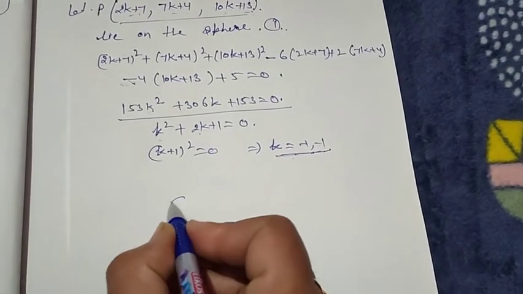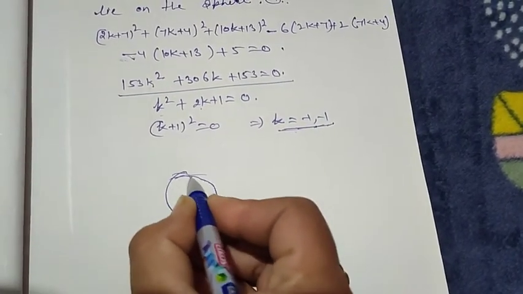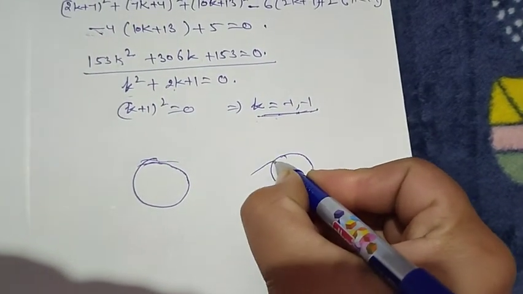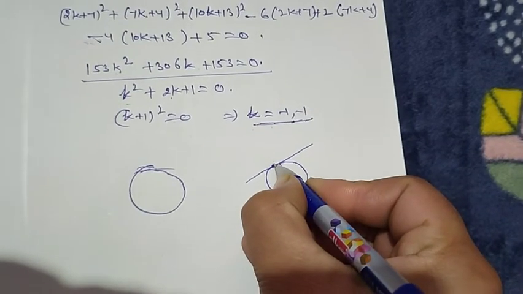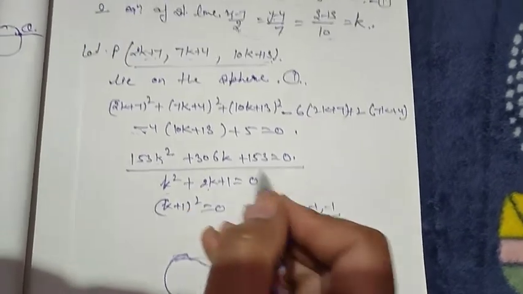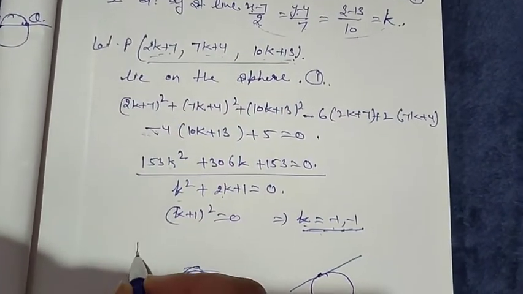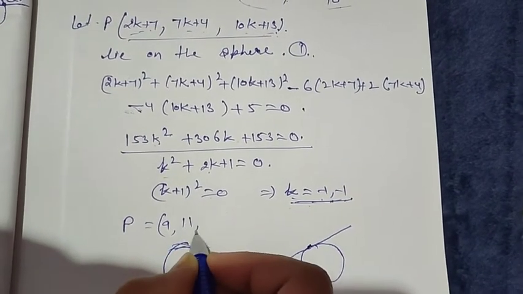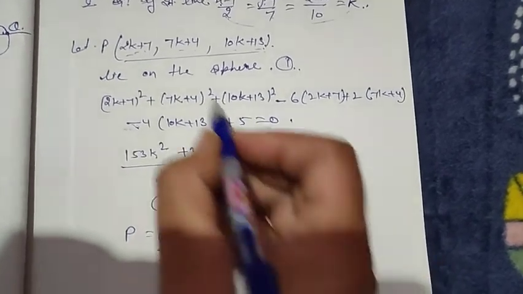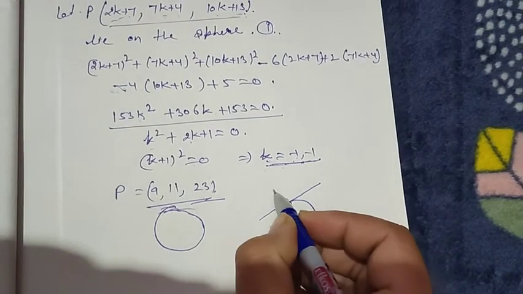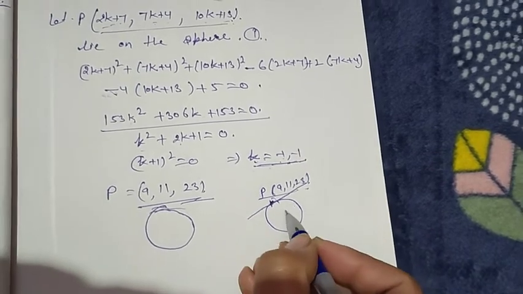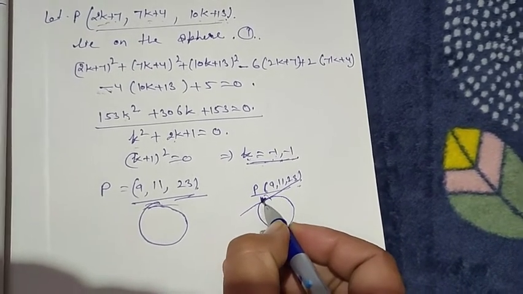Both values are the same, so the straight line meets the sphere at a single point. So this straight line touches the sphere at the point P. Putting k = -1 in this point, the point P becomes (9, 11, 23). So this straight line touches the sphere at a single point.